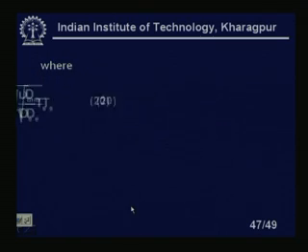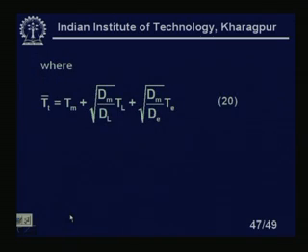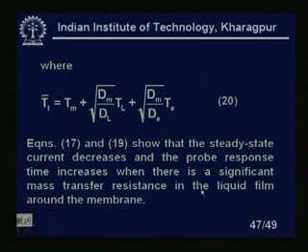That will be clear from the next expression, where T_t bar is equal to T_m plus under the square root D_m multiplied by T_L over D_L plus under the square root D_m upon D_E multiplied by T_E, equation number 20. Equations 17 and 19 show that the steady state current decreases and the probe response time increases when there is a significant mass transfer resistance in the liquid film around the membrane, which is quite obvious, right.